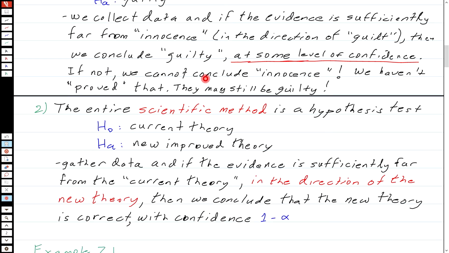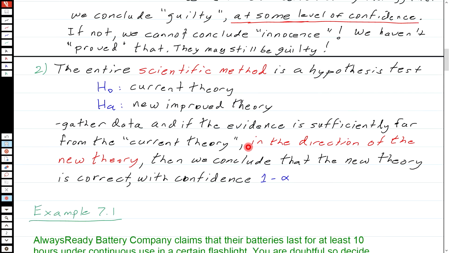The entire scientific method is also a hypothesis test. The basic idea is that we set the null hypothesis to be our current theory, and our new improved theory is our alternative. We go out and collect data, and if there's enough evidence to show that the new improved theory is better than the current theory, then we reject the current theory and adopt the new theory. So that's the whole way scientific method proceeds. We just keep building on old theories with new theories and we keep the ones that are better.